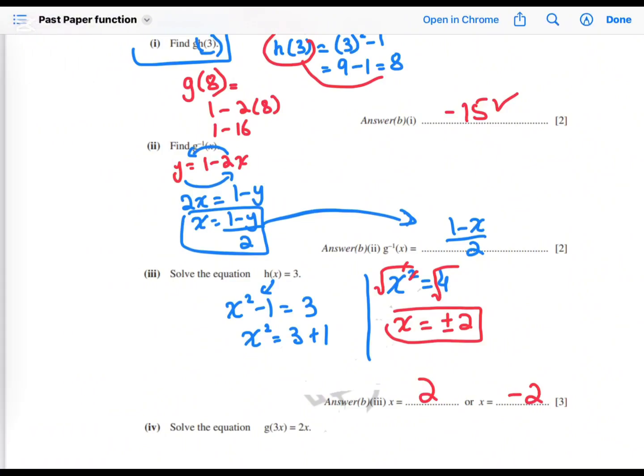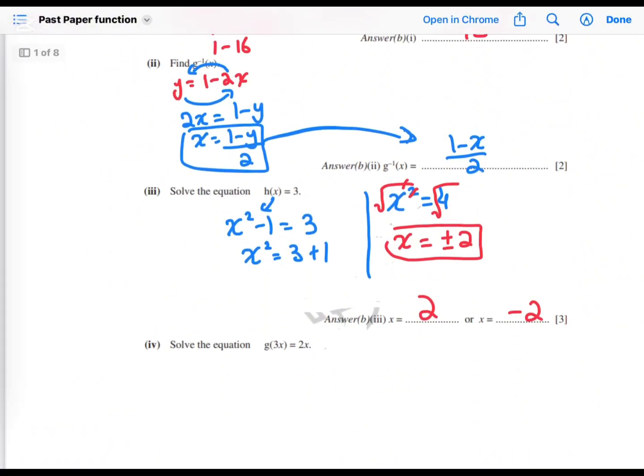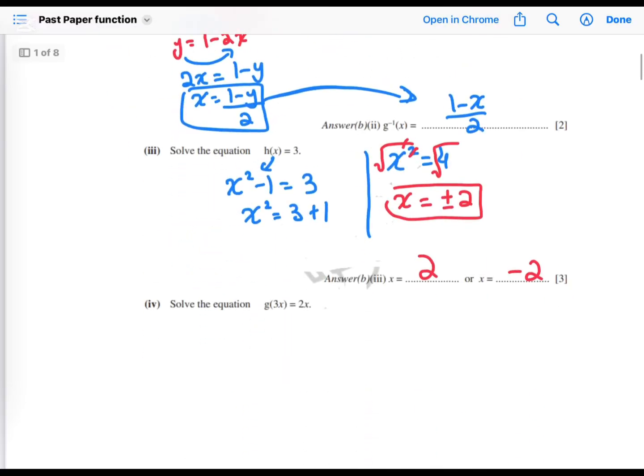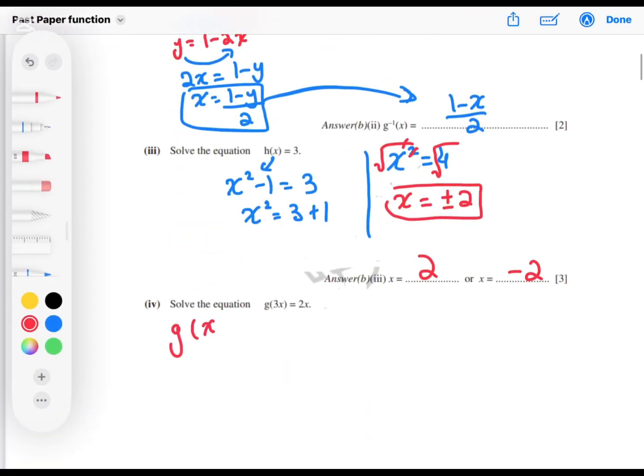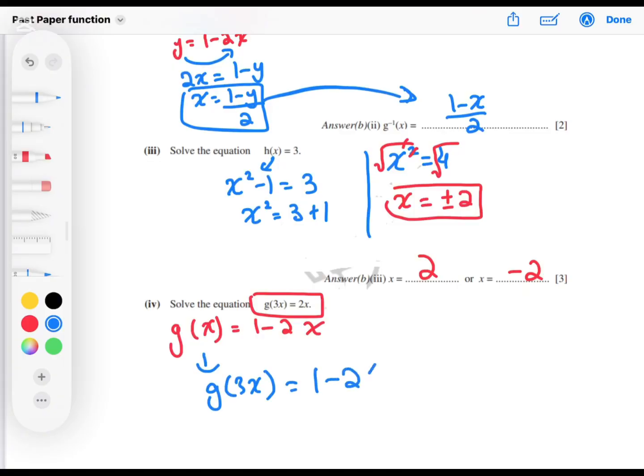Now the next question, part number 4: g(3x) equal to 2x. So g(x) is 1 minus 2x, and the question says that g(3x) is equal to 2x. This means I have to put 3x in the function of g. So g(3x) means that I have to replace x by 3x. So now I get 1 minus 6x. This is what I have solved for g(3x), and this equation will be equal to 2x.